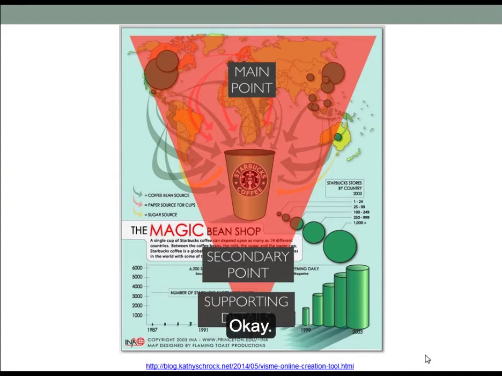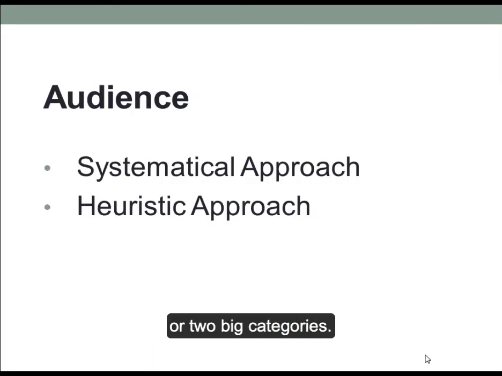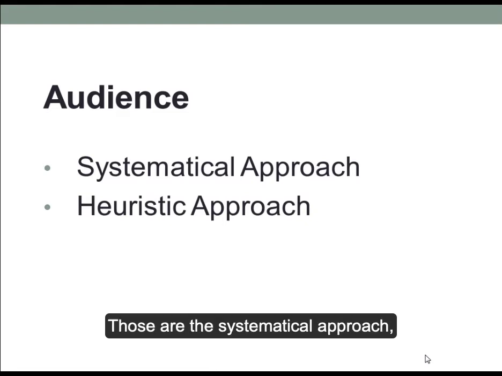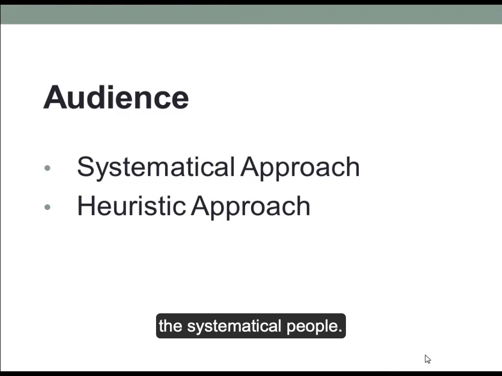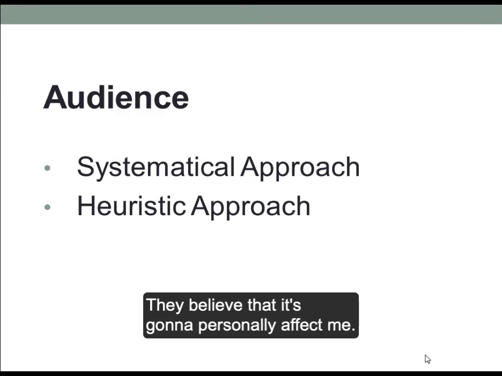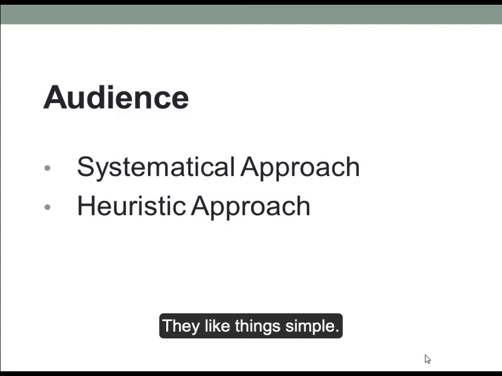Okay, so let's talk about our types of people. We can break them into two big groups or two big categories. So we have those that have a personal stake in the issue. Those are the systematical approach, the systematical people. They will carefully pore over the details. They believe that it's going to personally affect me. I have this personal stake in this issue. They like things simple. They like things organized.